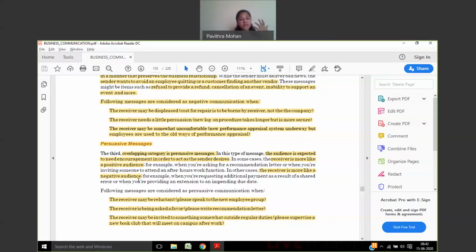So it all depends on their mood, whether they are happy or sad. Based on that, I have to give them the instructions. They will take the instructions, and based on that, they have to work. Whichever way it is, I have to be a neutral person, and try to give them the information in order to make sure the relevant change happens. For example, the receiver may be reluctant. Please speak to the new employee group. The receiver will not be happy, so we'll tell them there is a group of 10 employees being appointed today. Kindly go and talk to them and help them understand the procedure for new appointees.